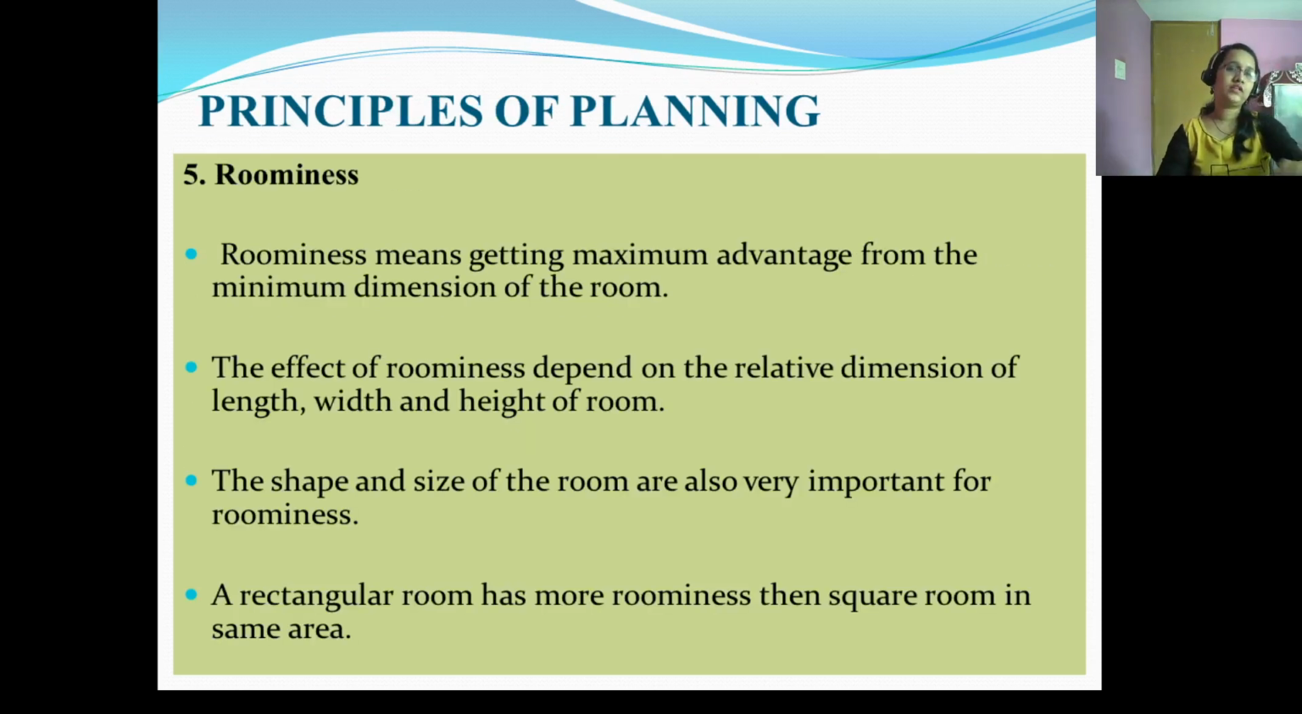Then coming to roominess. Roominess means getting maximum advantage from minimum dimensions. The shape and size of the room are also very important for roominess. While taking roominess into consideration, the rectangular room has more roominess than the square room. A square room relatively appears smaller than a rectangular room of the same area. Now height: smaller rooms should not be made too high because they tend to produce a cave-like effect. Such rooms will appear smaller than their usual sizes.